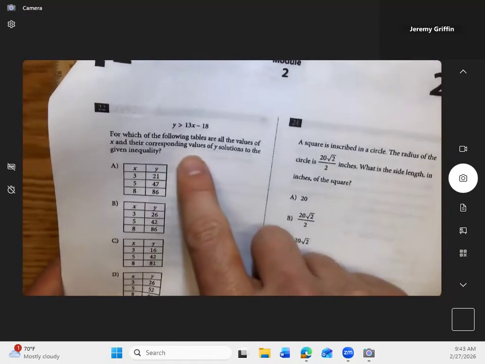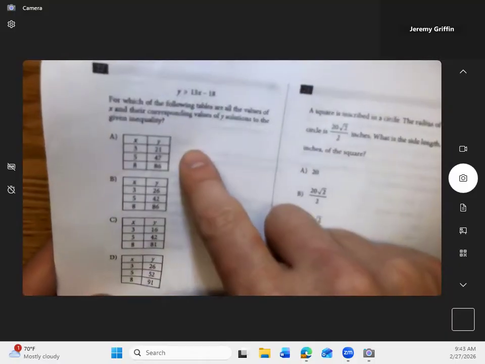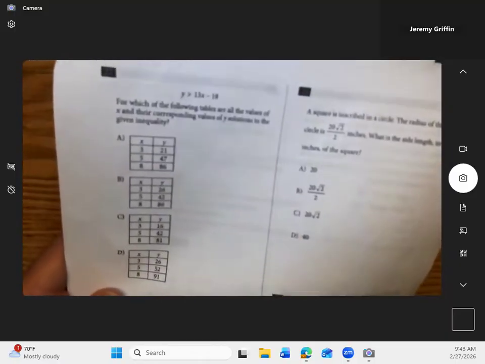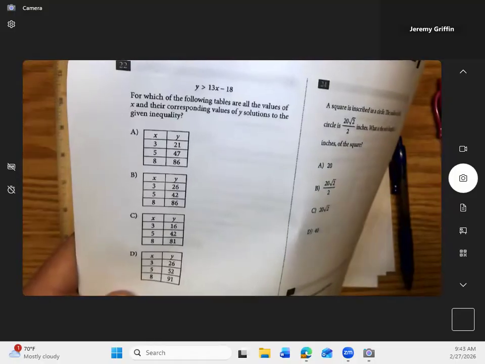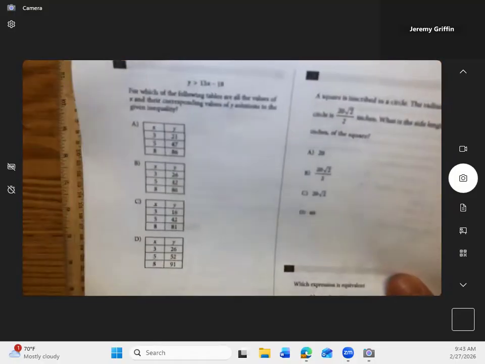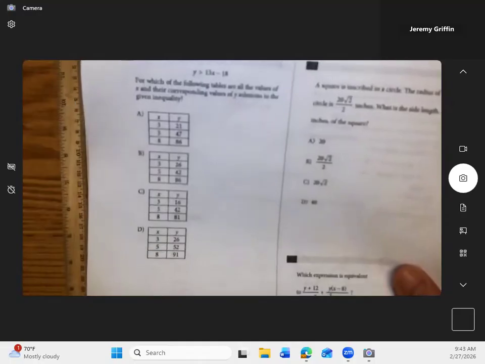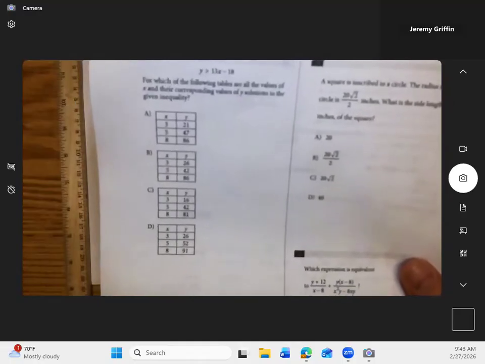Which of these tables of values corresponds? So they give you 4 different tables. I guess 3 of these are going to fail at least 1 point, and one of them, all the points work. So I'm going to cheat a little bit. We'll look at my answer key. Okay, my answer key says the answer is D. Did you guys get D?